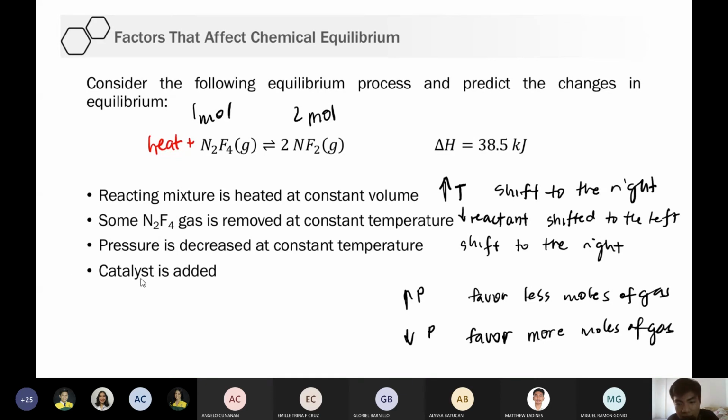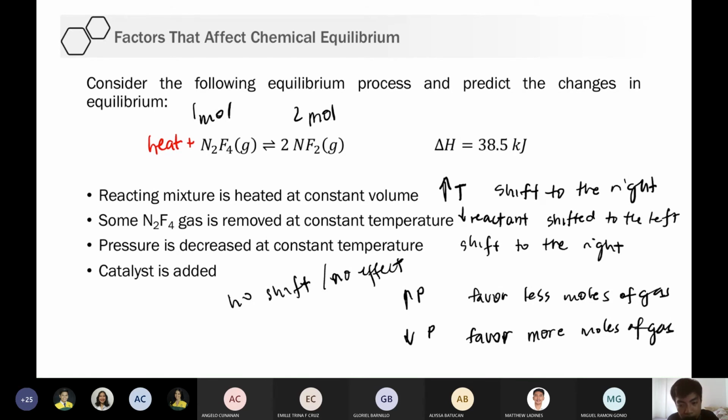Last one, catalyst is added. When catalyst is added, ang sabi natin, no shift. Walang pagbabago. No effect. Kasi again, catalysts speed up the rate of reaction, but they do not change the equilibrium. Pinapabilis nila yung reaction pero hindi nila binabago ang equilibrium.